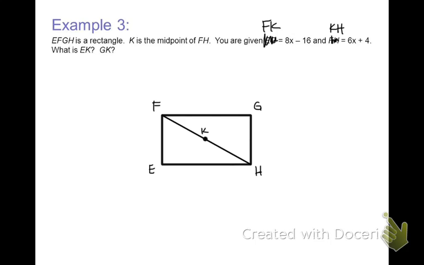And then I need to put in the pieces of information that I told you. So I told you that FK is 8x minus 16, right? Can you guys read that okay? Or do you want me to do that in black? Okay. And I told you that KH is 6x plus 4.